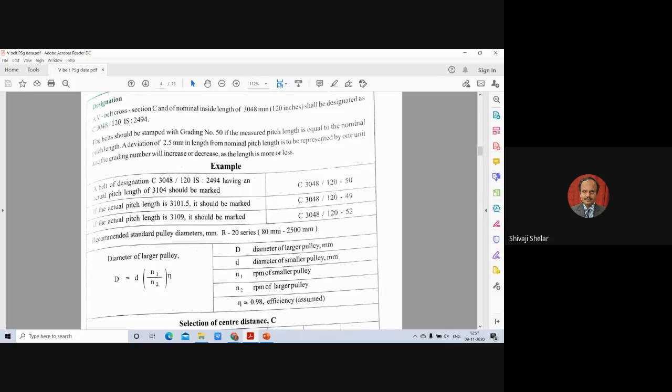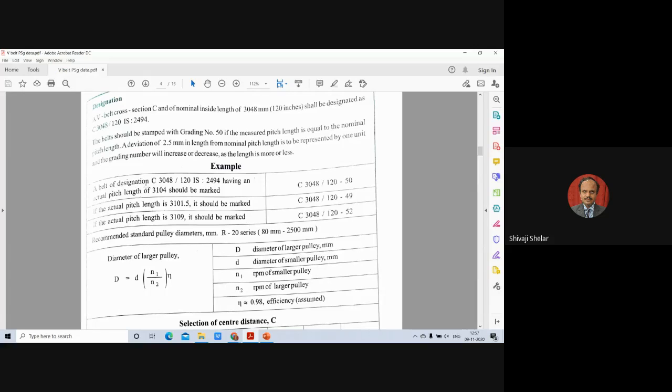Now, if there is a deviation in the calculated pitch length from 3104 mm, a deviation of 2.5 mm in length from the nominal pitch length is represented by 1 unit. So the grading will either increase or decrease for every decrease or increase of 2.5 mm in the length of the belt. The grading number will increase or decrease as the length is more or less.